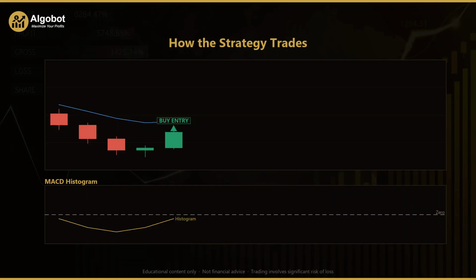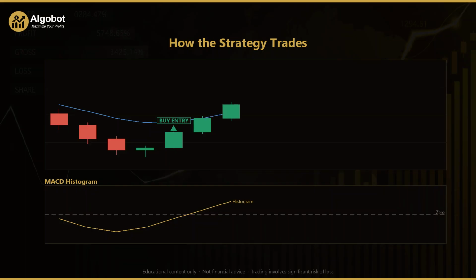Around the third and fourth candles, something changes. Price stops making new lows and prints a small base. The momentum histogram, which had been falling, curls upward first. Momentum often turns before price does. On the next candle, the moving average itself stops falling and ticks higher.